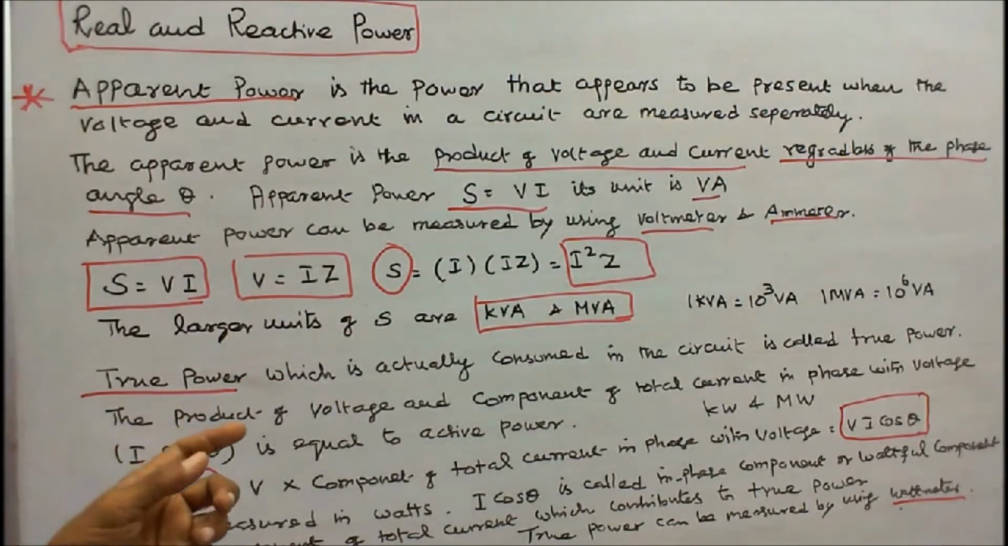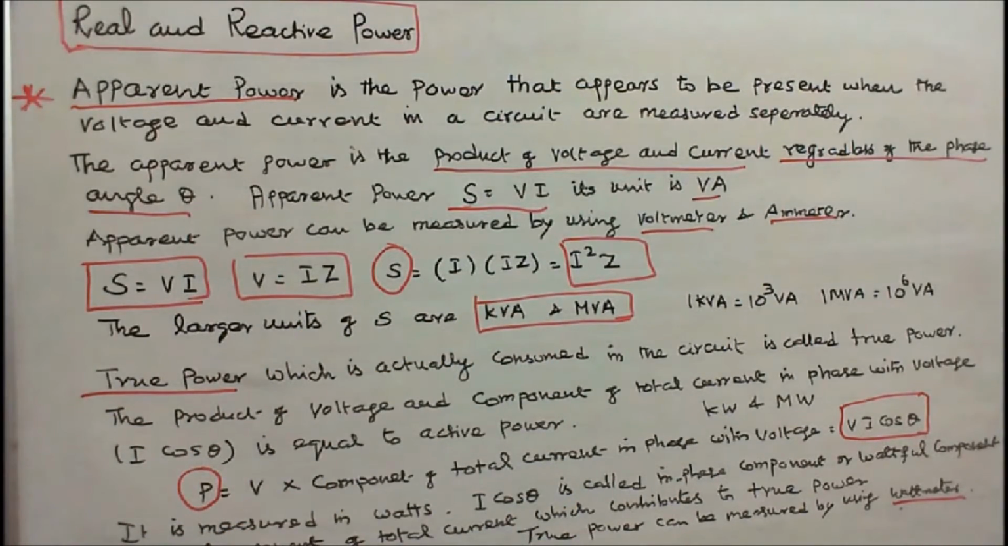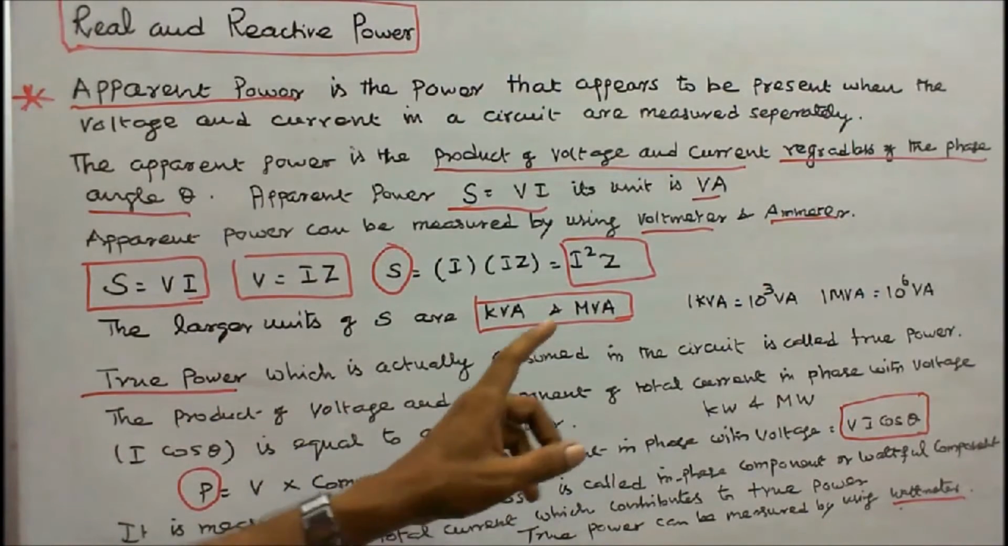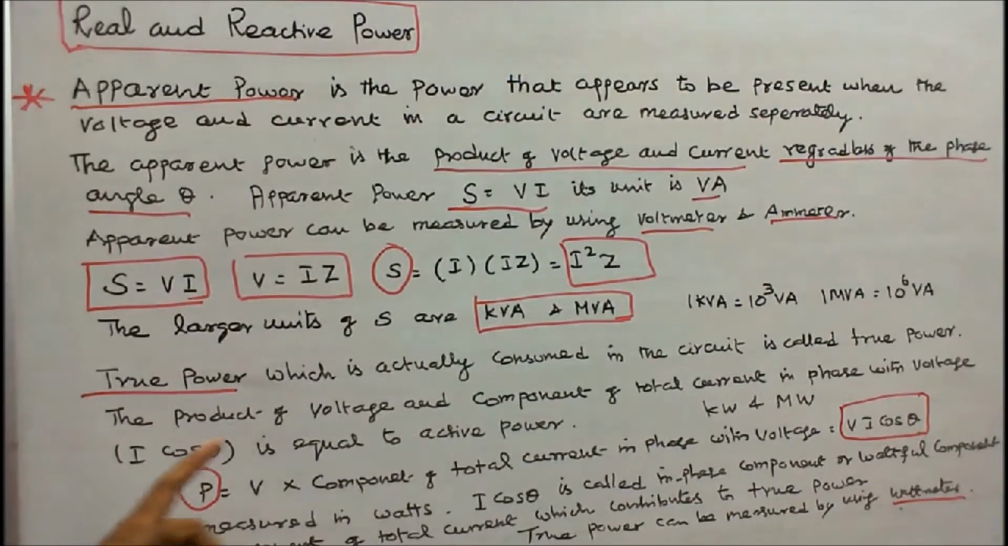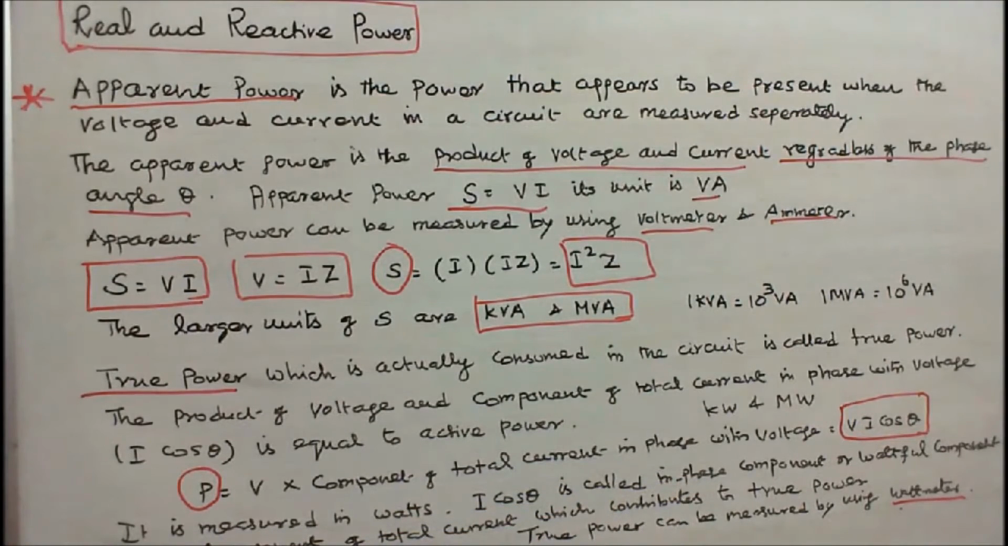The power which is actually consumed in the circuit is called true power or active power. The product of voltage and the component of total current in phase with the voltage, I cos theta, is equal to active power. Therefore, P is equal to V into the component of total current in phase with the voltage, that is equal to VI cos theta. It is measured in watts. I cos theta is called the in-phase component or wattful component. It is the component of total current which contributes to true power. True power can be measured by using a wattmeter.